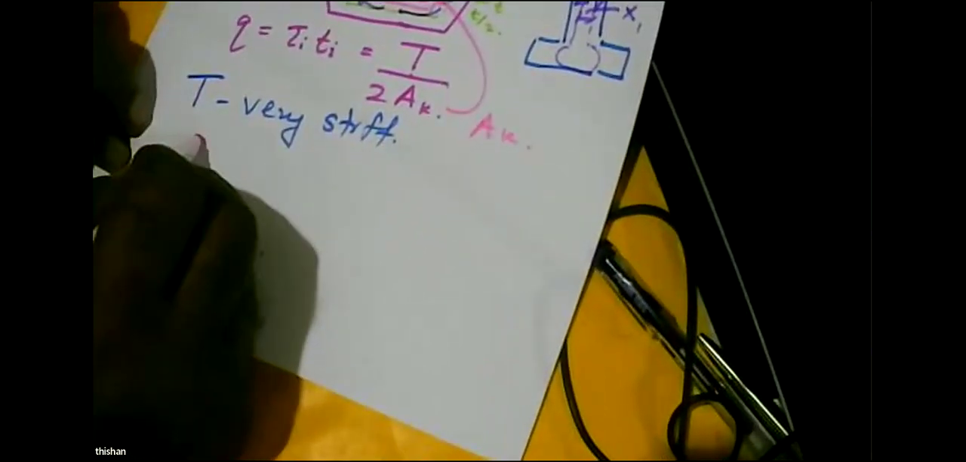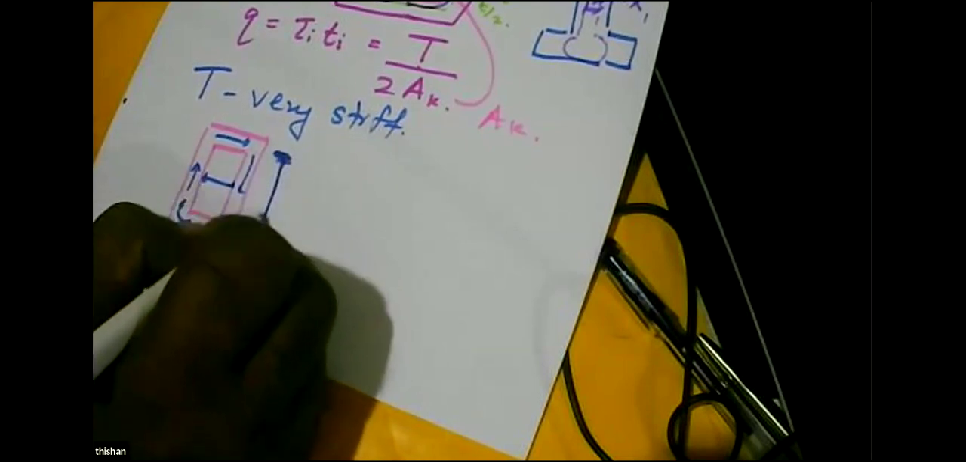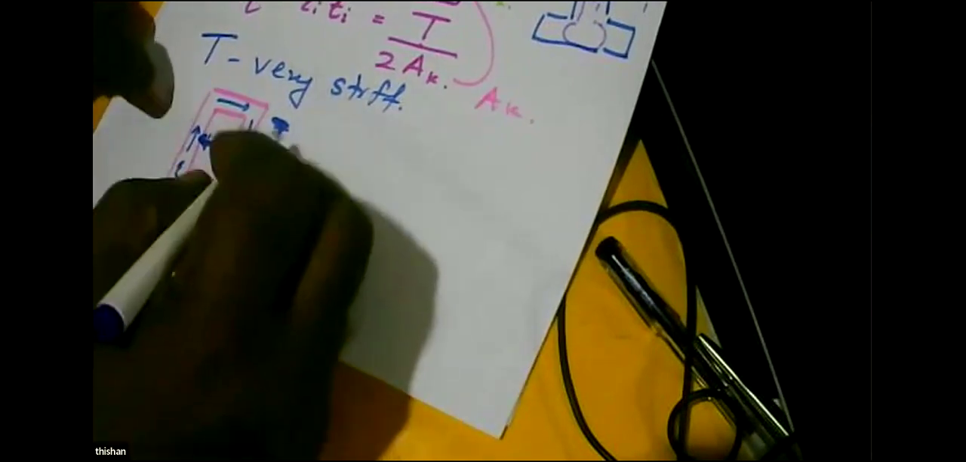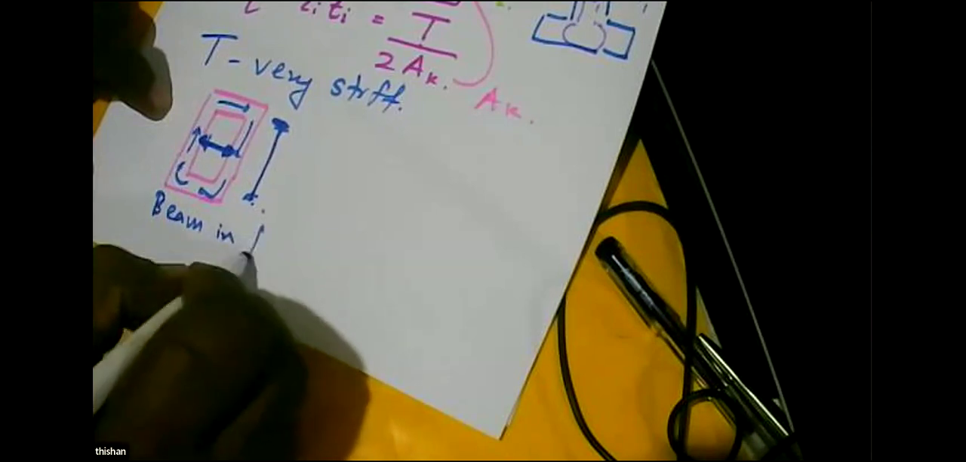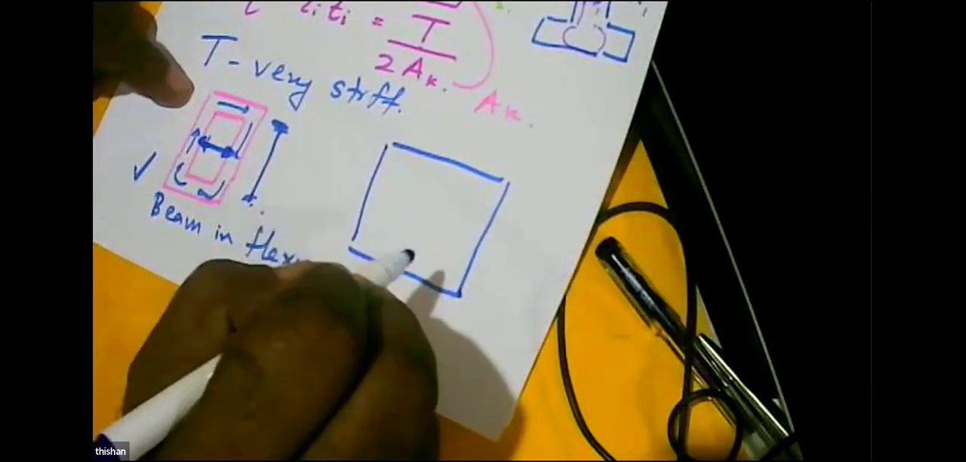So if you have a section, rectangular shape, what will happen? The torsional shear will flow like this. But here the lever arm is small, here the lever arm is big. So what will happen? The efficiency will be governed by this particular one, not by the big one. So though for beams in flexure, this is good. For beams subject to torsion, this shape is good. Why? Because for all sides we maintain the same size.